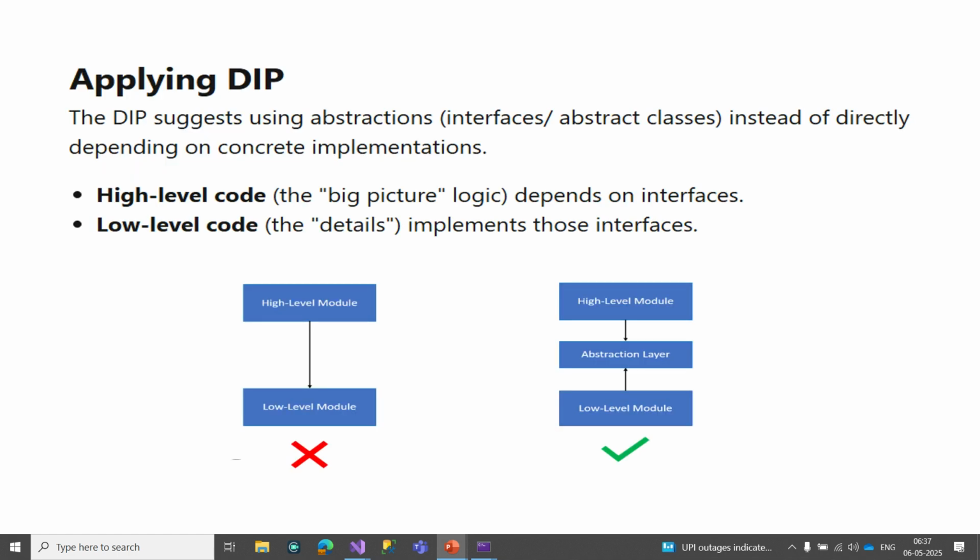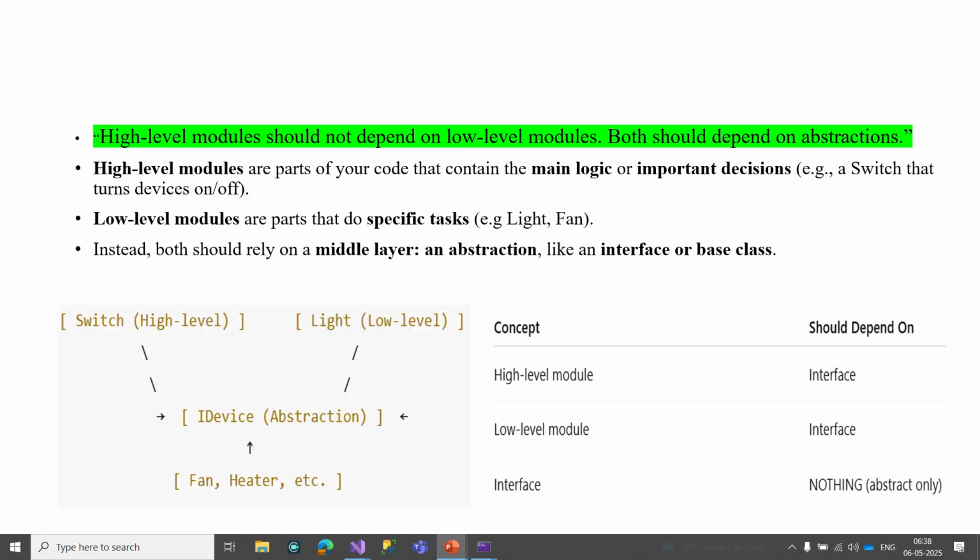Now applying DIP. As we have already discussed, DIP suggests that we have to use abstractions, that is the interfaces, instead of directly implementing or depending on the implementation, right? High level code is the bigger picture, that is the high level modules that we have seen like switch, and the low level codes are the implementation details like the light bulb and the fan that we have just seen in the practical implementation. These are the details and they implement those interfaces.